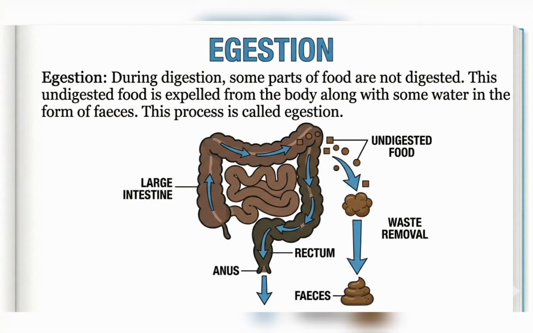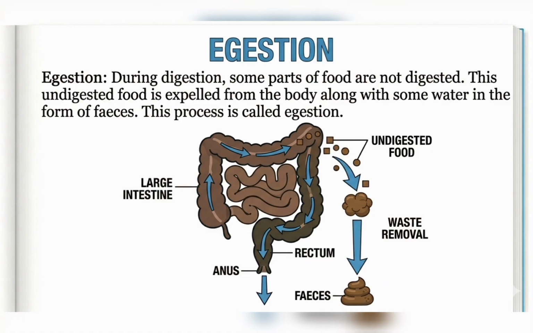Okay, so the last and final step of nutrition is egestion. During digestion, some part of the food is not digested. This undigested food is expelled from the body along with some water in the form of feces. This process is called egestion. So when we are digesting, some part may not be digested, so it will still be in the undigested form. So what does our body do? Our body won't store it, our body removes that food through the process of egestion. I hope it is clear.